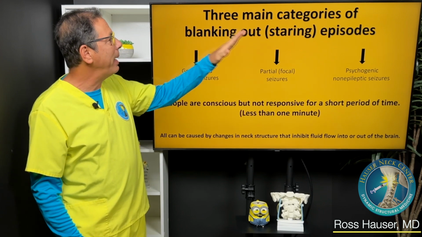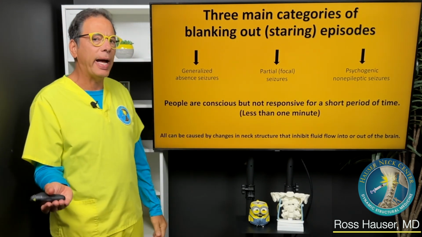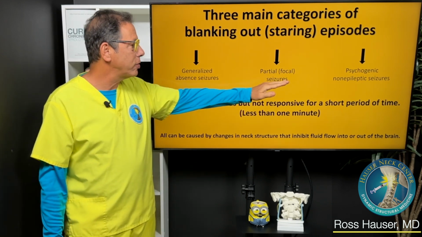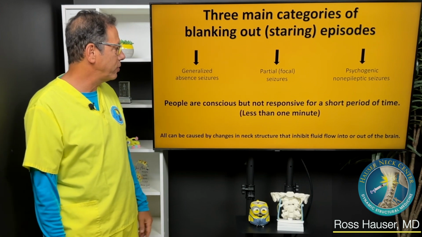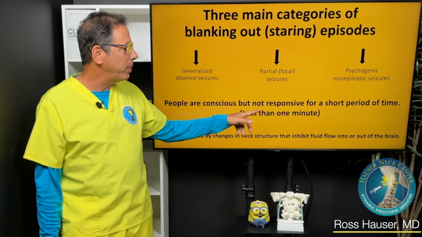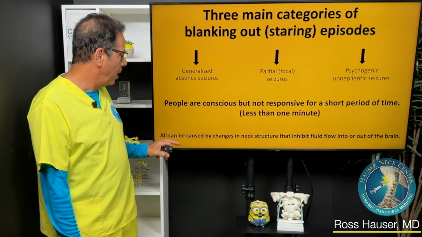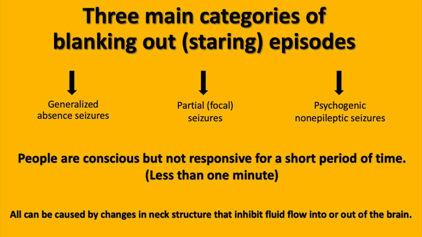So there's three main categories of blanking out, staring episodes that I see in the office here. There's generalized absence seizures, partial focal seizures, psychogenic non-epileptic seizures. People are conscious but not responsive for a short period of time, less than 1 minute. All can be caused by changes in neck structure that inhibit fluid flow into and out of the brain.